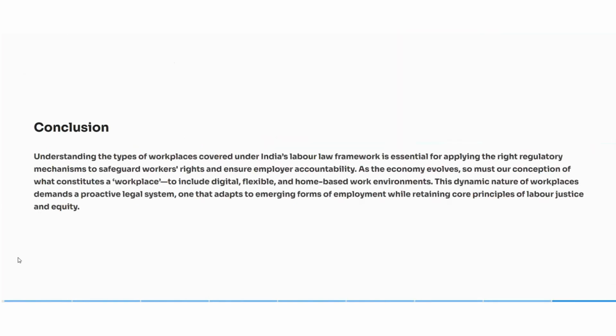Now, I would like to conclude here. Understanding the types of workplaces covered under India's labor law framework is essential for applying the right regulatory mechanisms to safeguard workers' rights and ensure employer accountability. As the economy evolves, so must our conception of what constitutes a workplace, to include digital, flexible, and home-based work environments. This dynamic nature of workplaces demands a proactive legal system, one that adapts to emerging forms of employment while retaining core principles of labor justice and equity.